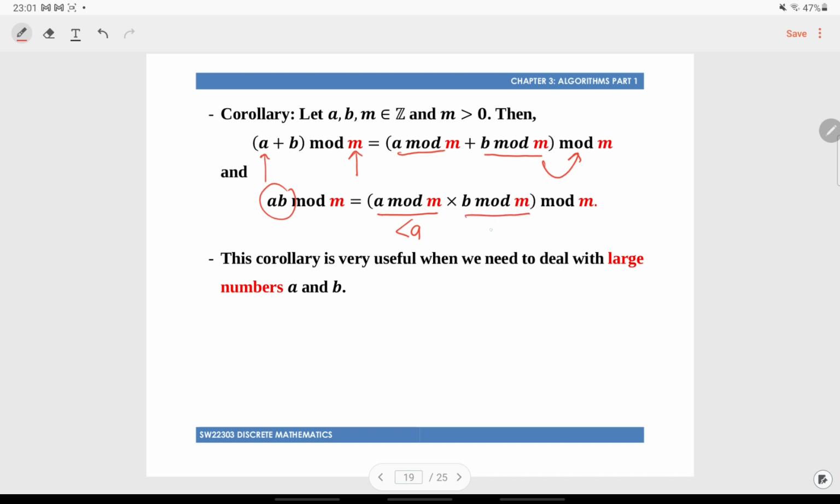Again, this value is also less than B. So we have smaller numbers, A mod M and B mod M. Then we do the multiplication, and then we can reduce mod M. So it becomes easier for us to do the calculation. This corollary is very useful when we need to deal with large numbers A and B.